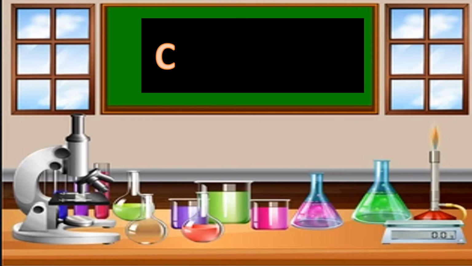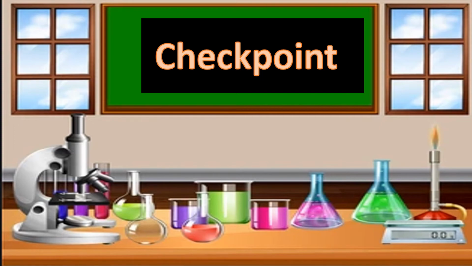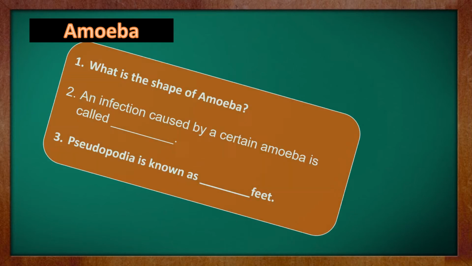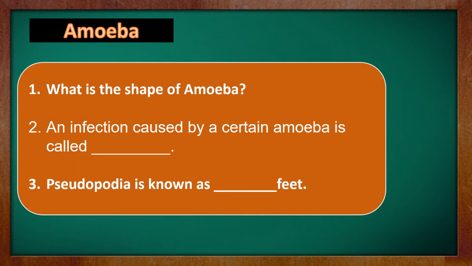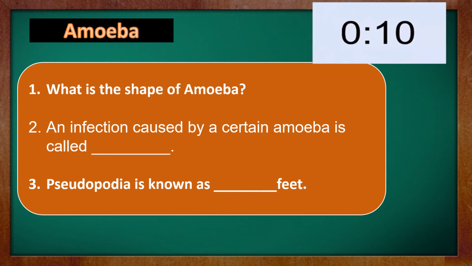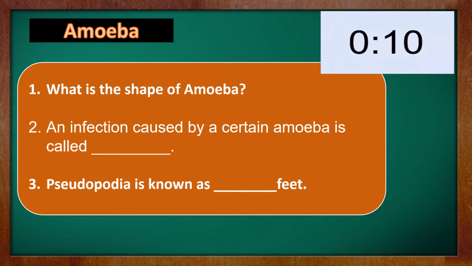Okay, let's have a short review first with this checkpoint to see if you understand our lesson. I would like you to answer the following questions. Number 1, what is the shape of amoeba? Do you think amoeba has a definite or indefinite shape? Next, an infection caused by a certain amoeba is called blank. And number 3, pseudopodia is known as blank feet. I will give you 10 seconds per question. Starts now.